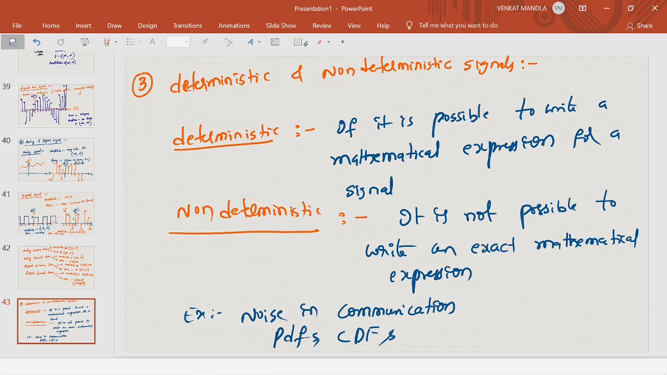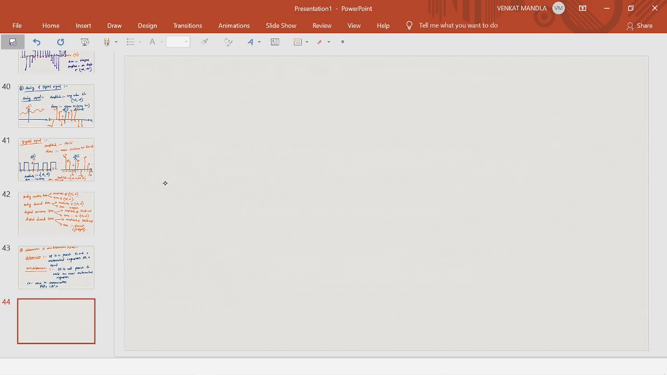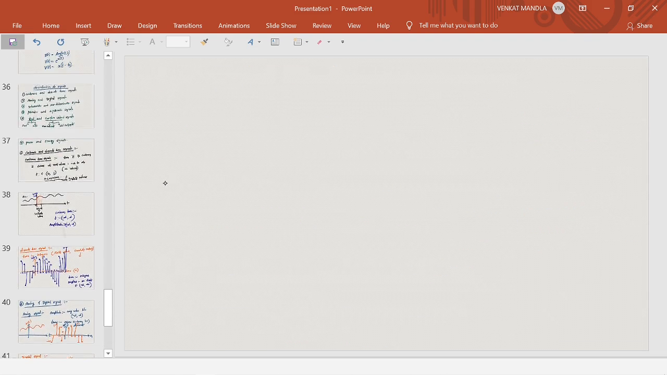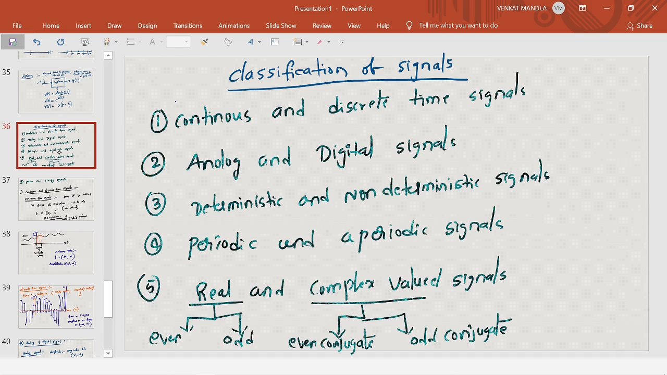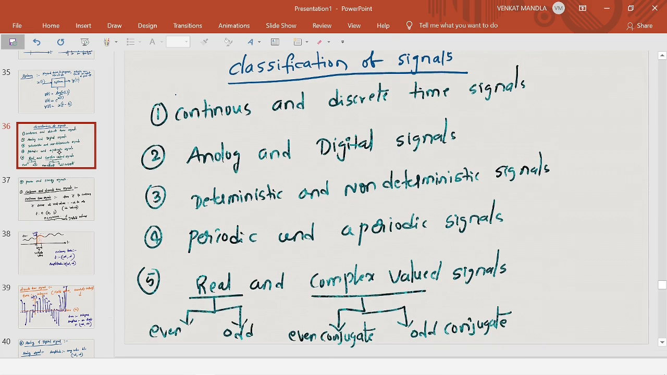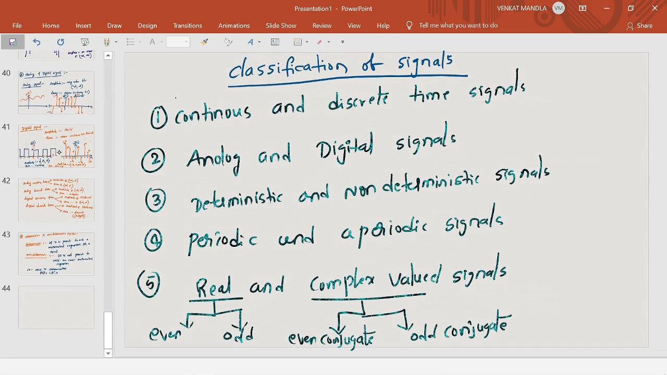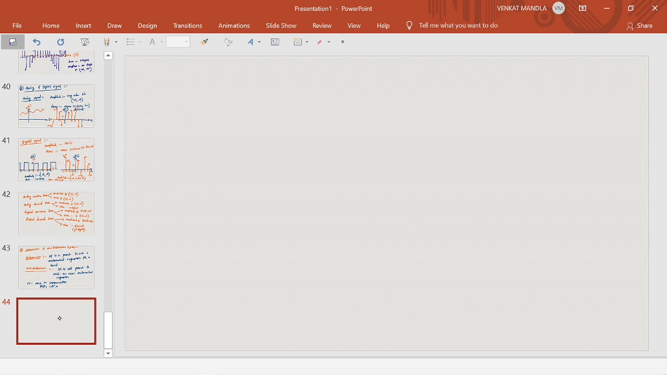And the next classification is periodic and aperiodic. This is very important from the exam point of view. Discuss more in detail. Periodic and aperiodic.